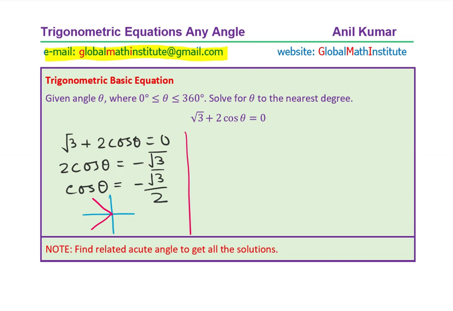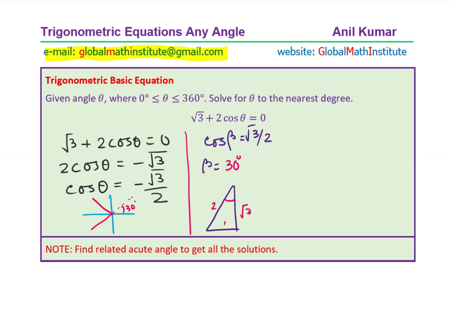So what we are going to do is first find the related acute angle beta. So we say cos beta is equal to square root 3 by 2, correct? So that means beta is equal to what? Whenever you get this square root 3 and 2, we know the special triangle works for us, which is 1, 2, square root 3, and the angle is clearly 30 degrees, correct? So we know that this related acute angle here is 30 degrees.